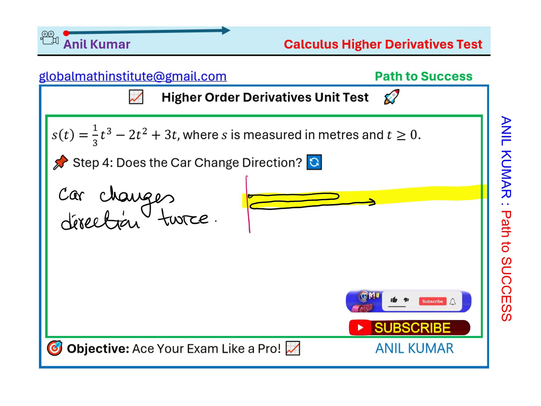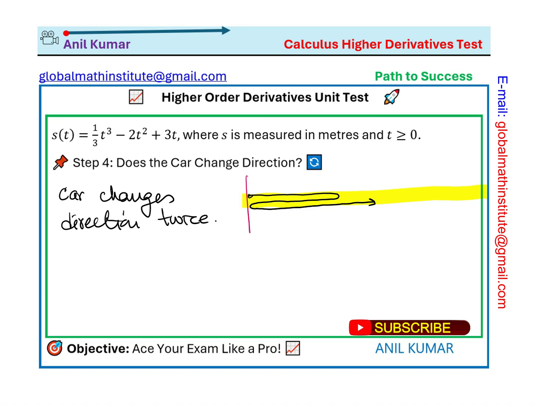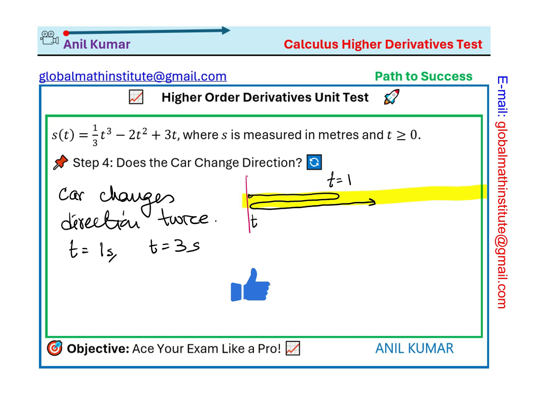Now, these are communication questions, right? So many times these are important and they have to be explained. And the diagram, which we are trying to show you, helps. So, it changes direction at t equals 1 and at t equals 3. These are the two times when it changes direction. This is when t equals 1 and this is when t equals 3. Perfect.